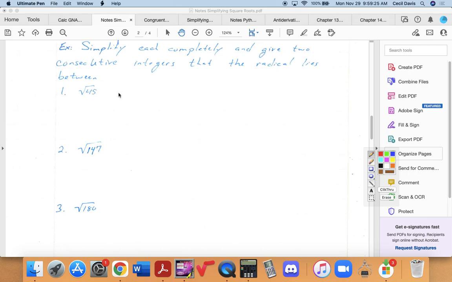Okay, so if I've got 45, let's try it by perfect square factorization first, because that's going to be faster. Look at your perfect squares. That's on the other page. What perfect square divides evenly into 45? 9. So I'm going to say, oh, this is the square root of 9. How many times does 9 go into 45? 5 times. The square root of 9 is 3. So that's 3 square roots of 5.